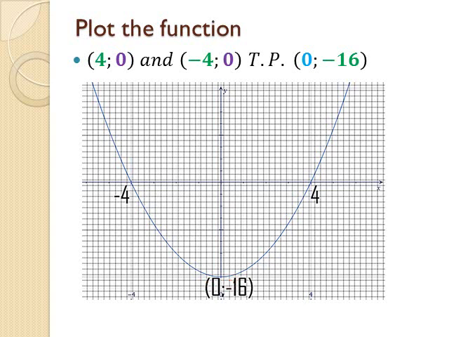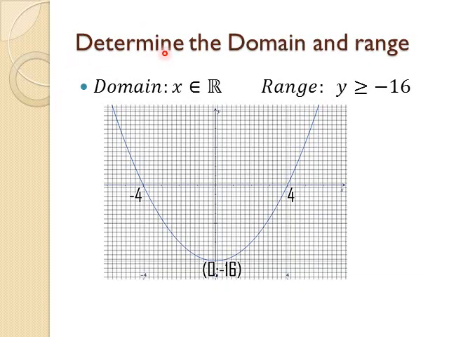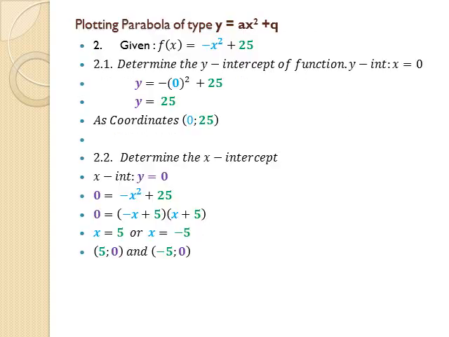Right? Let's determine the domain and range. So again, domain: x is an element of real numbers. The graph is facing up from negative 16, so range: y is greater than or equal to negative 16. Right? Let's look at the next problem.